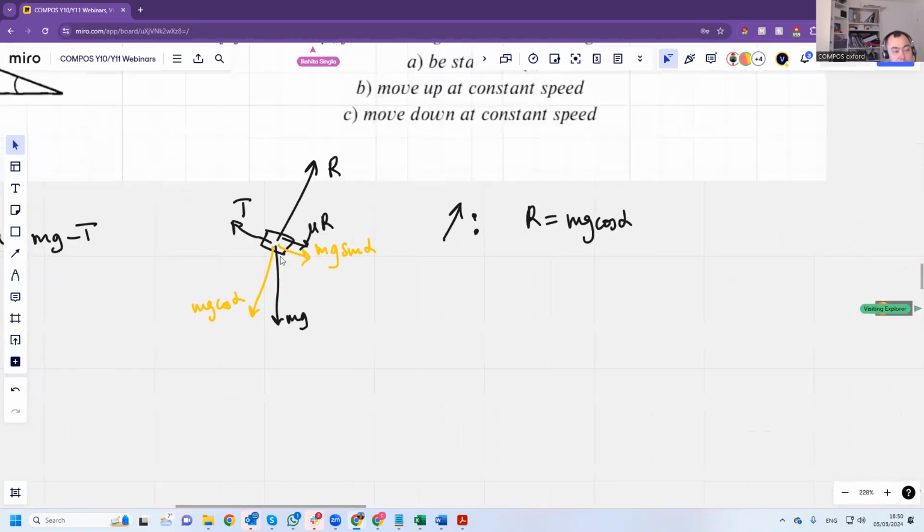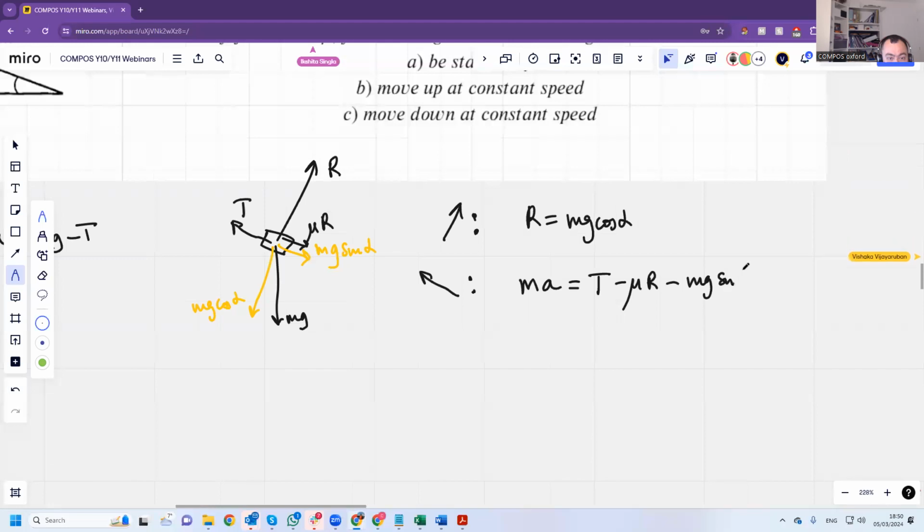So in the direction perpendicular to the slope, you have R equals mg cos alpha. It has to be like that. And in the direction along the slope, we can take this direction as the positive one. We have ma equal to tension minus mu R minus mg sine alpha. And using that R is equal to mg cos alpha, we have ma is equal to T minus mu mg cos alpha minus mg sine alpha.